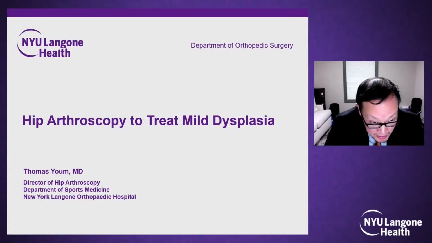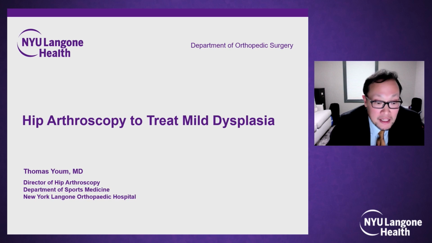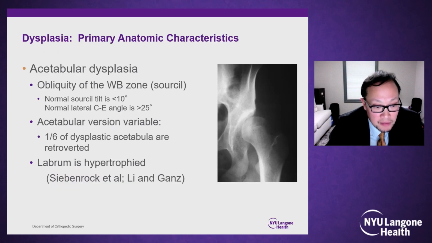And the last two talks are going to cover some aspect of dysplasia. I'm going to discuss hip arthroscopy to treat mild dysplasia. And to me, this is an advanced indication or technique because traditionally any sort of dysplasia was oftentimes best treated with a periacetabular osteotomy. And Dr. Castañeda will follow up my talk, discussing when not to do arthroscopy for this type of scenario.